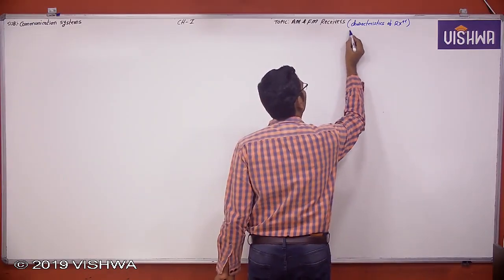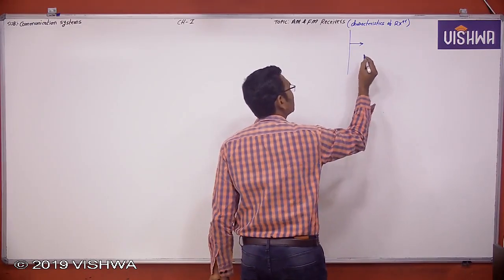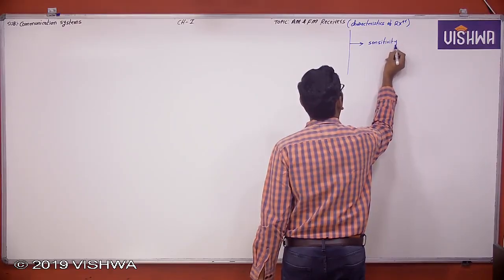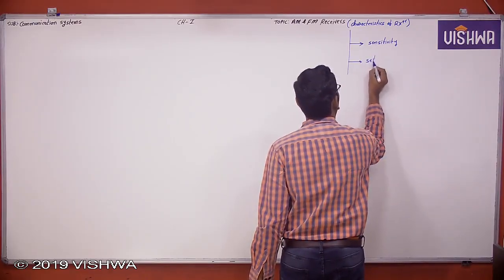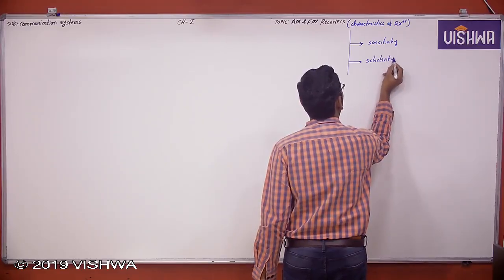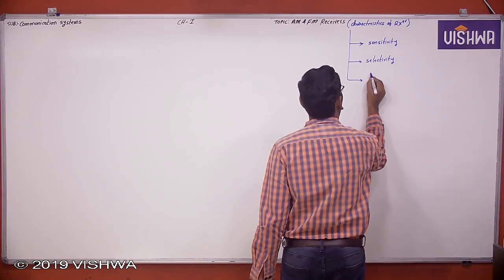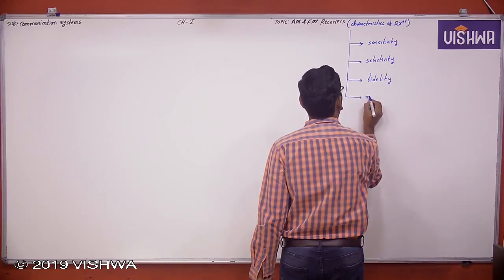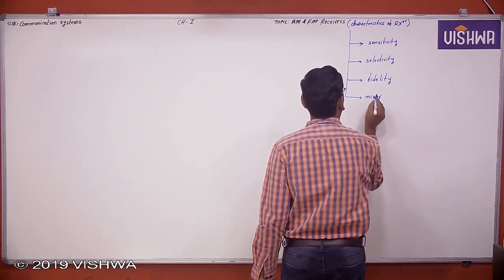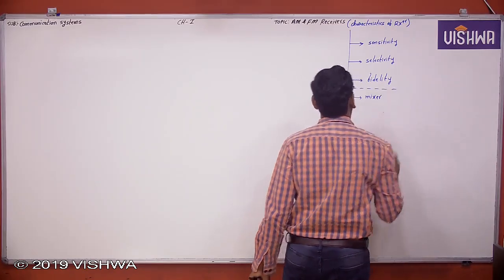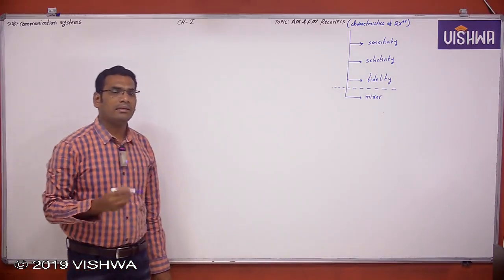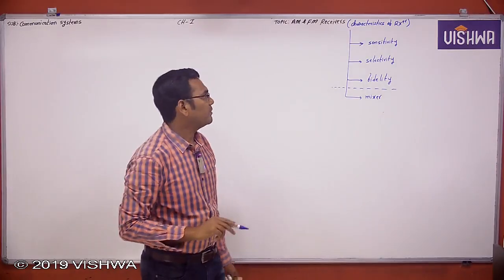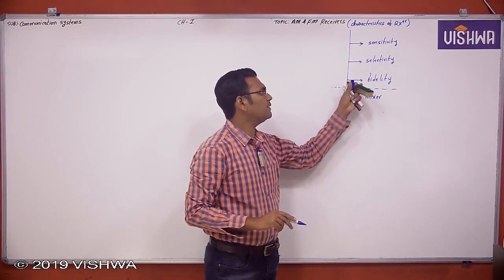Now the characteristics of the receiver: first one is sensitivity, second one is selectivity, and third one is fidelity. This is not the characteristics up to here. First we want to discuss all these characteristics, then we go for the actual designing process of the AM and FM receiver. Sensitivity, selectivity, fidelity.